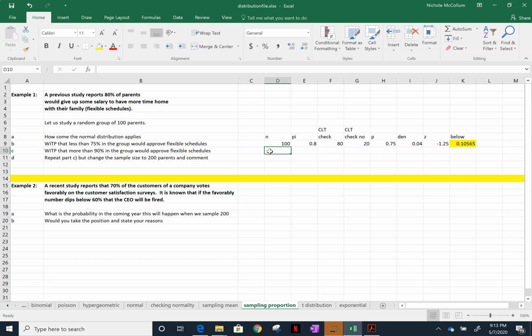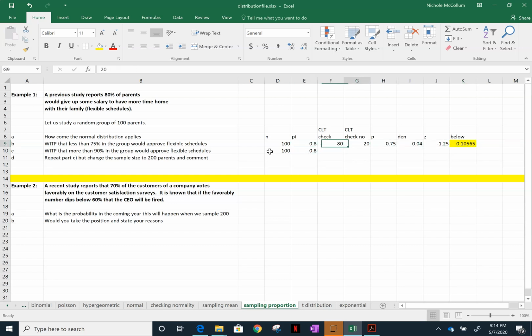Well, here's what we do. We would need our n, 100, that hasn't changed. We need our pi, that hasn't changed, 0.8. That means our checks are still the same. Yes or no are still 80 and 20, so I can still use the normal distribution. Yes. You might be saying, why do I care that I can use the normal distribution? Look here. Do you see how that says NORM.S.DIST? That's the normal distribution. You can't use the normal distribution unless you are allowed to use the normal distribution.